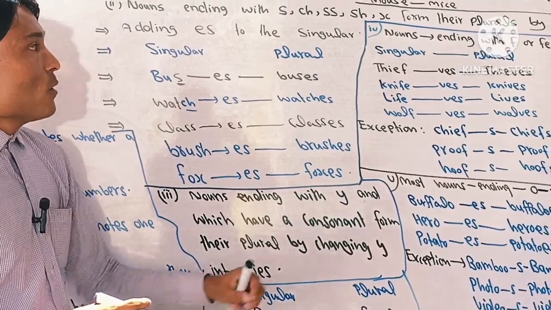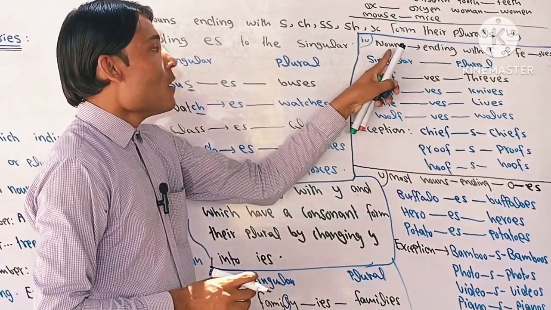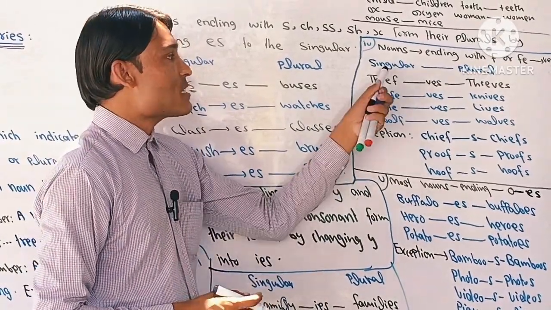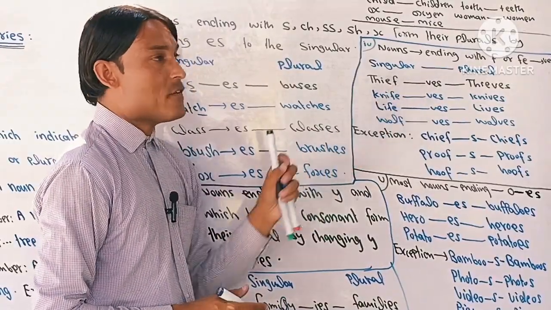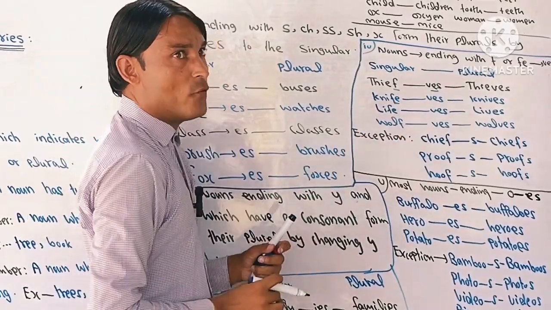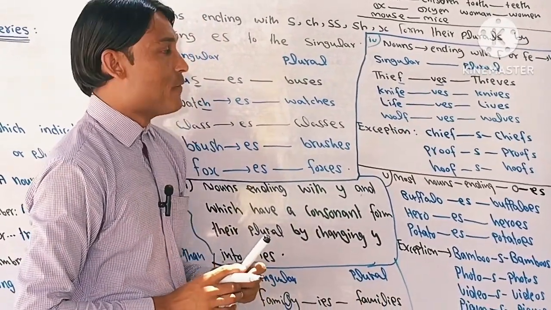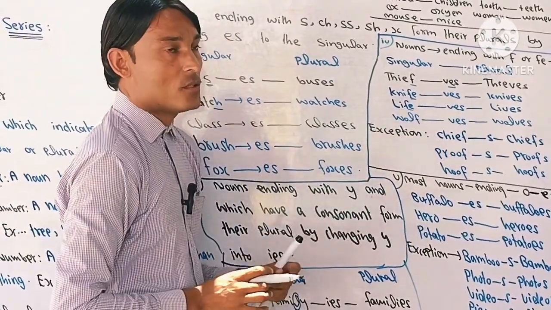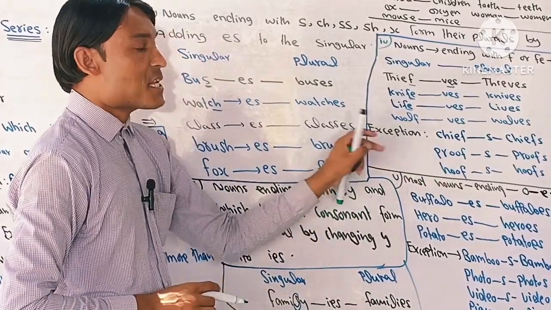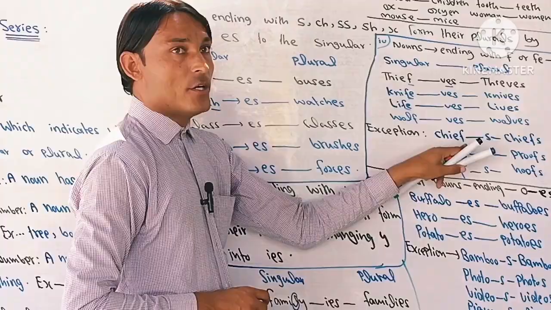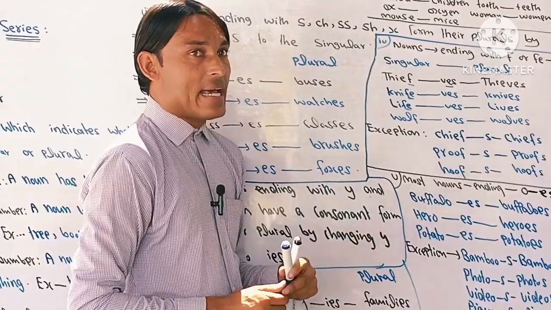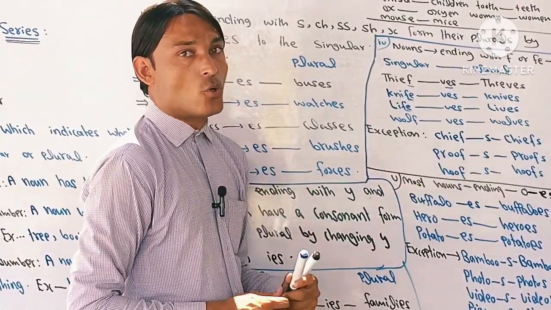Next one, rule number 4 we have. Nouns ending with f or fe change to ves. For example, singular, plural. Thief, f is there. F is removed, we add ves, thieves. Next, knife, f is removed, we add ves, knives. Next one, life, lives. Wolf, f is changed to ves, we say wolves. Next one, exceptions. Chief ends with the letter f, but we can't add ves, we simply add s, chiefs. Proof, we only add s, proofs. Hope, hopes, only s.